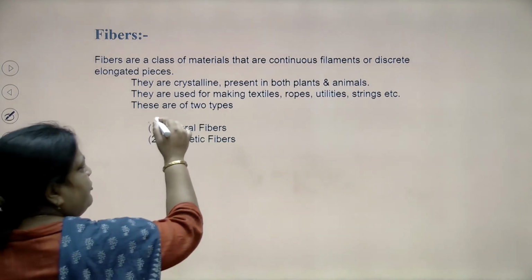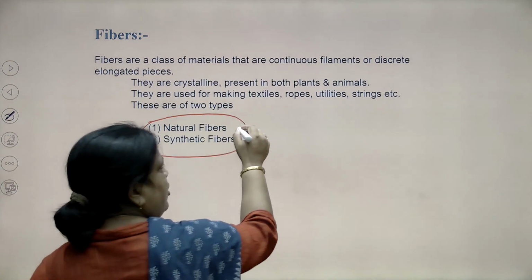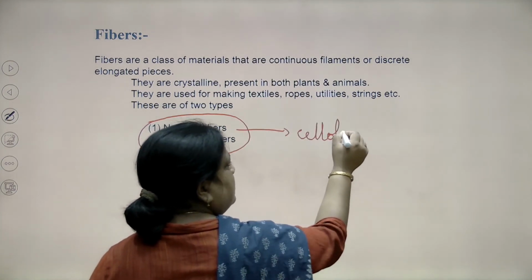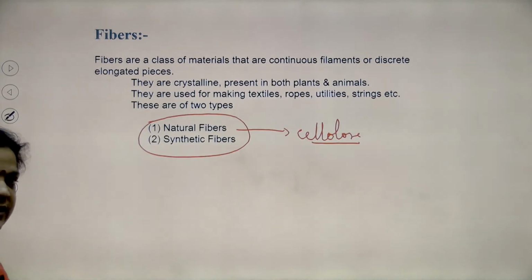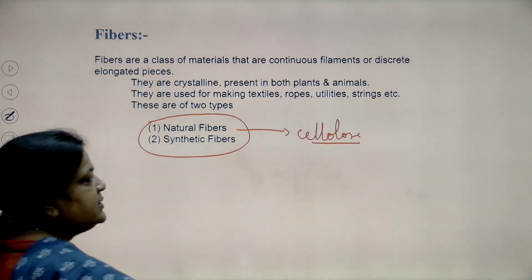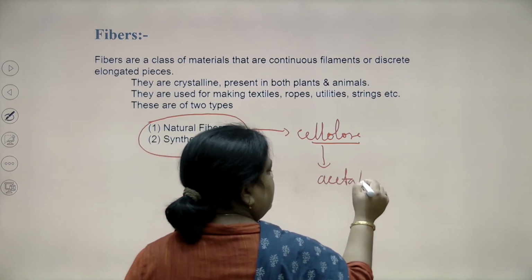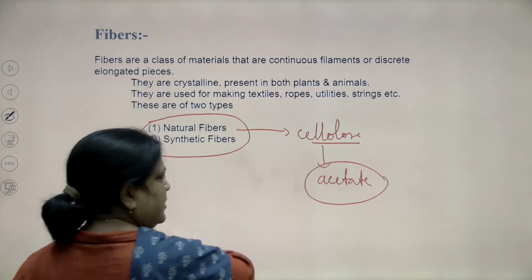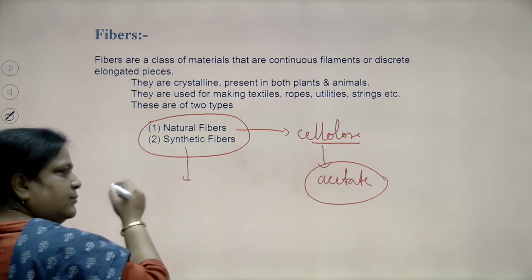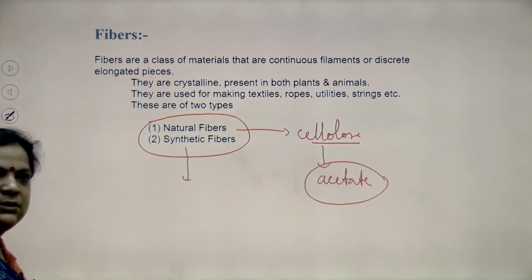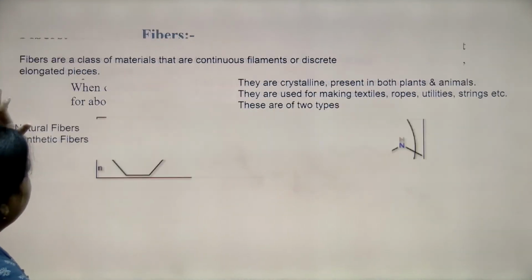Again, fibers are of 2 types, natural fibers as well as synthetic fibers. Natural fibers are directly obtained, and cellulose is a common example. But we know that esterification of cellulose gives cellulose acetate, and this cellulose acetate is a synthetic or semi-synthetic fiber. Synthetic fibers are nylons, all nylons, esters, acrylon, etc. So, let us take them one by one.